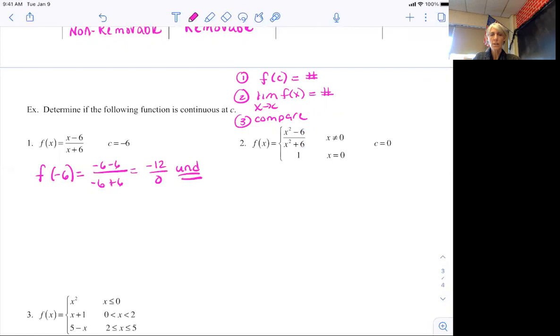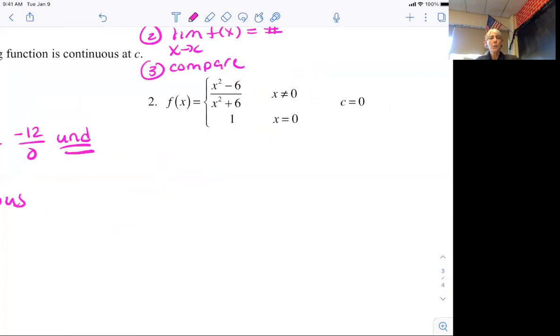Already done. Since I don't get an answer, it's not continuous at c equals -6. Not going to be so concerned about you justifying at this point. I just want you knowing the steps of what to do.